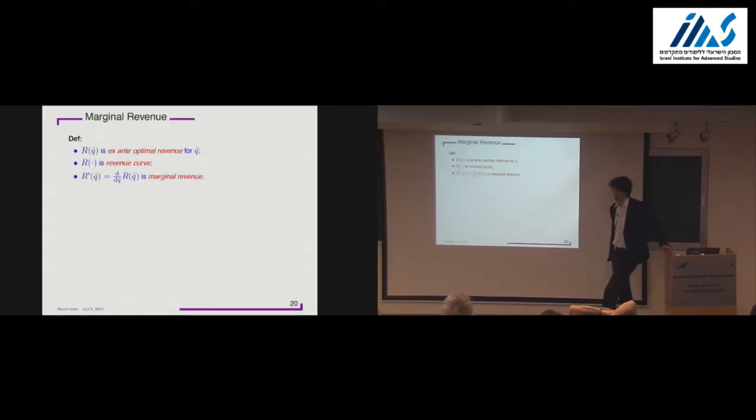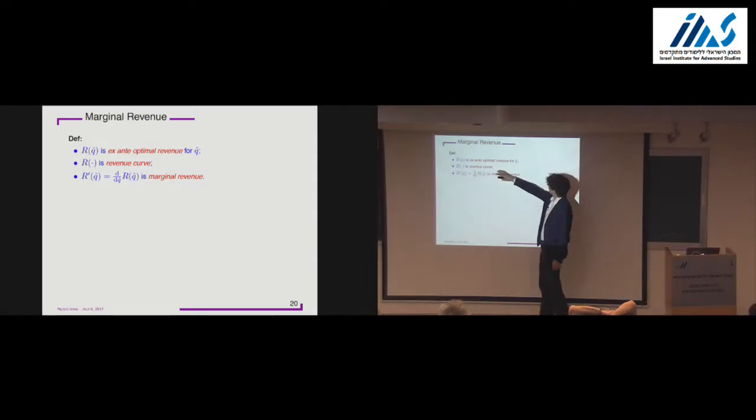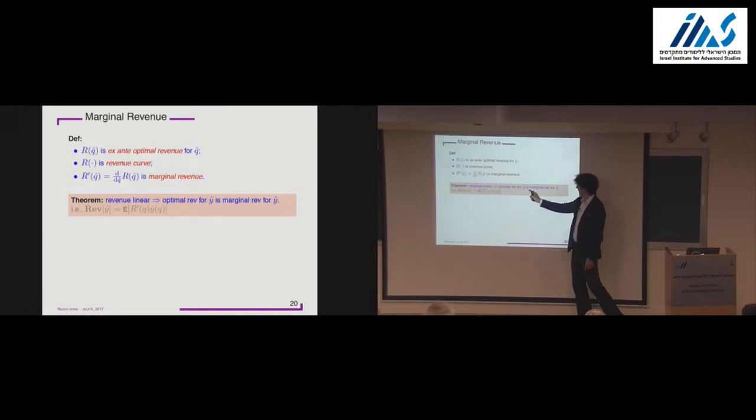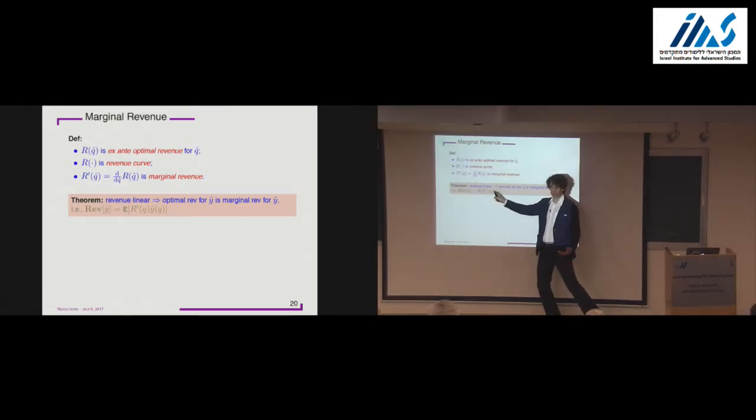Okay, so I want to basically define marginal revenue much more generally. Given an ex-ante constraint Q, R of Q is just the optimal ex-ante revenue, as we've described. I'll call that the revenue curve. I'll take its derivative with respect to the quantile constraint and call that the marginal revenue. Okay, so revenue linearity implies the optimal revenue for Y hat is the marginal revenue of Y, just like we had for the single dimensional linear case.